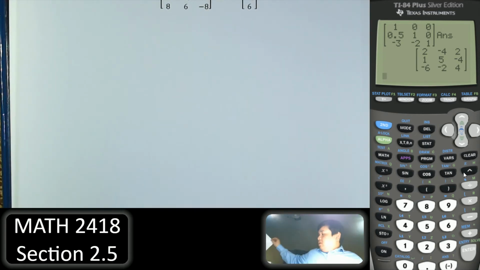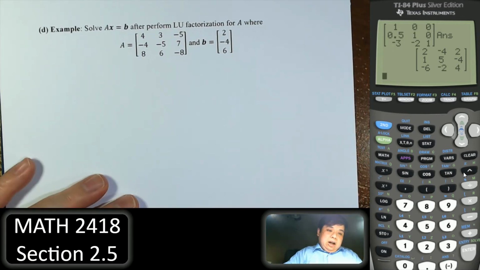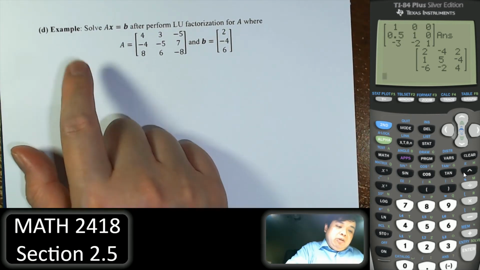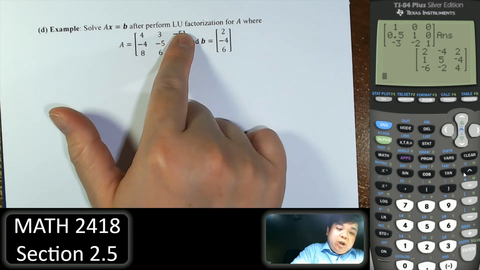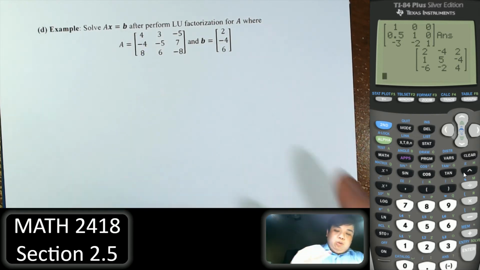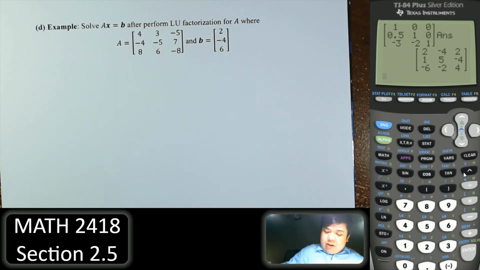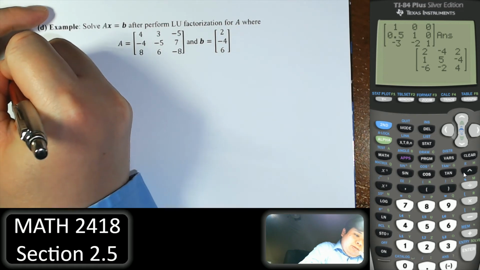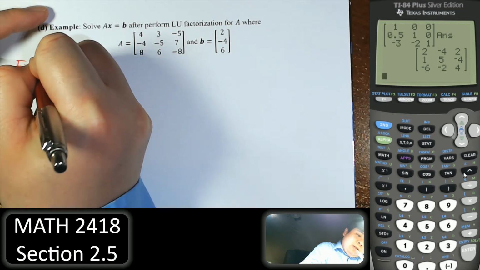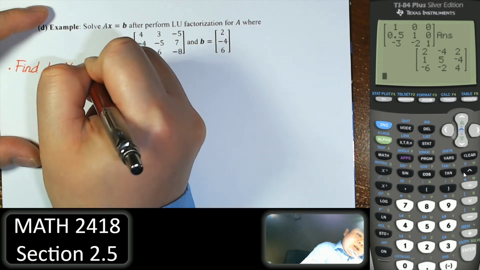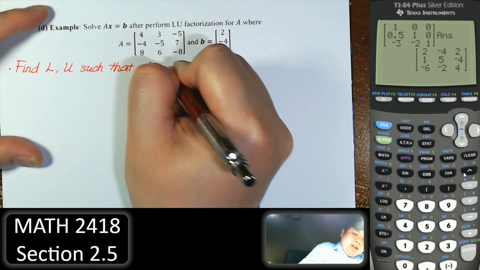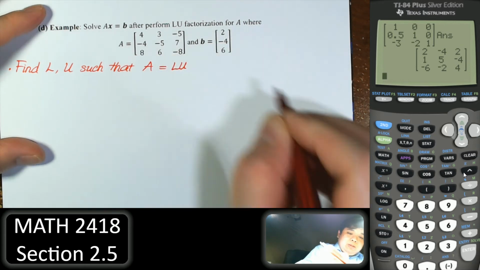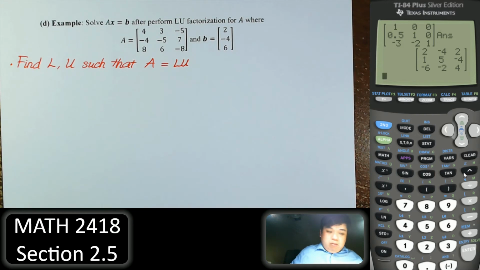Here we have one more example. In this case, first we're going to decompose A into LU, and then we solve the equation AX equal to B. Right. So first step is decompose A into L and U such that A is decomposed into L and U. Try to write small because we might not have enough space to do this long problem.